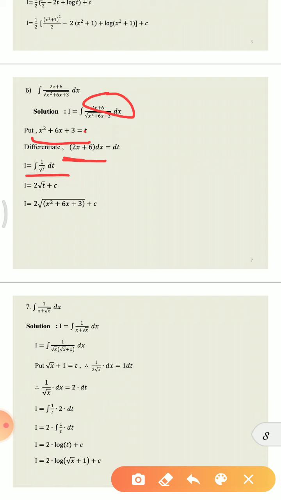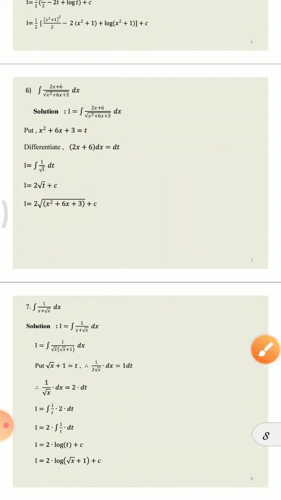I is equal to integration of 1 upon under root of t, because we are putting x² + 6x + 3 equal to t here, and the integration of 1 upon root t is 2 root t. Then substituting the value of t, it is 2 root of (x² + 6x + 3) + c. That means the integration of (2x + 6) upon root of (x² + 6x + 3) dx is equal to 2 under root of (x² + 6x + 3) + c here.